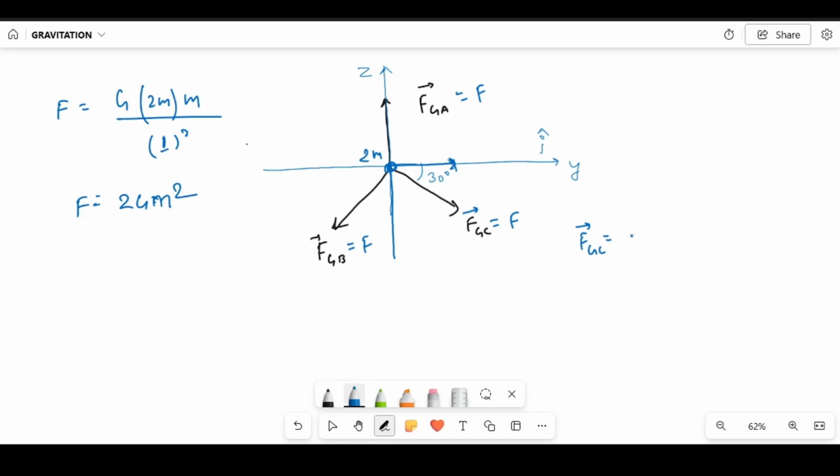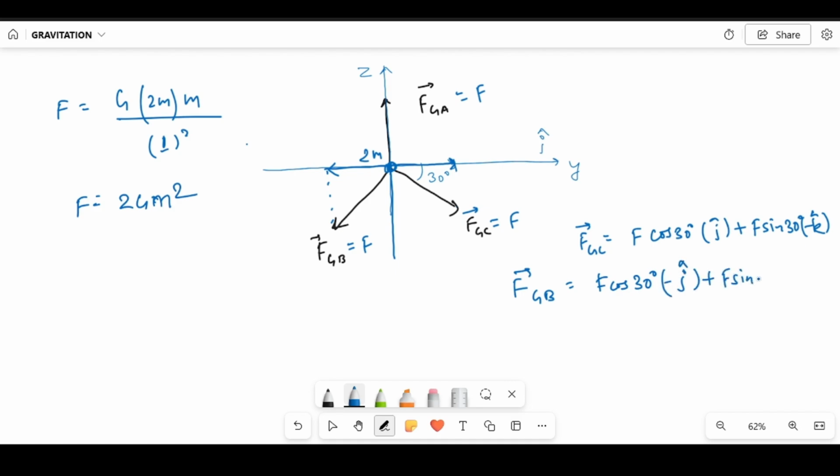So FGC can be written as F cos 30 degrees along j cap plus F sin 30 degrees along minus k cap. In the same way, FGB can be written as, look here it has one component along minus j cap. So we can write F cos 30 degrees along minus j cap plus F sin 30 degrees along minus k cap. And this one is along z only. So we can write FGA equals F along k cap.